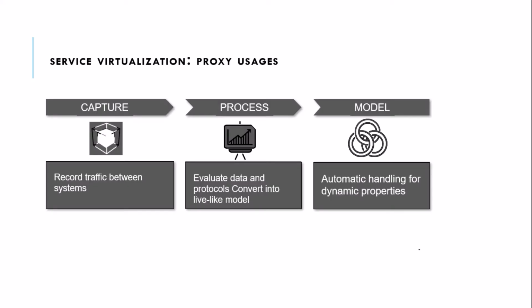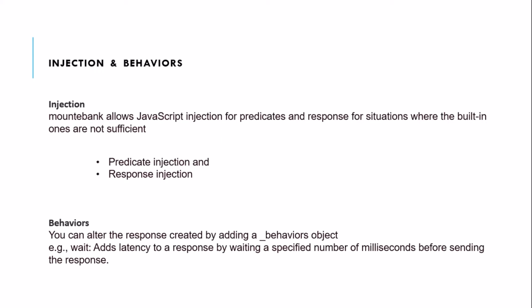Finally, service virtualization using proxy is to capture the records between the systems, then analyze the data and the protocols to convert it into some sort of a model, and add some intelligence in the model so that it can handle the dynamic properties, so that it has enough intelligence to look for the request and response accordingly.